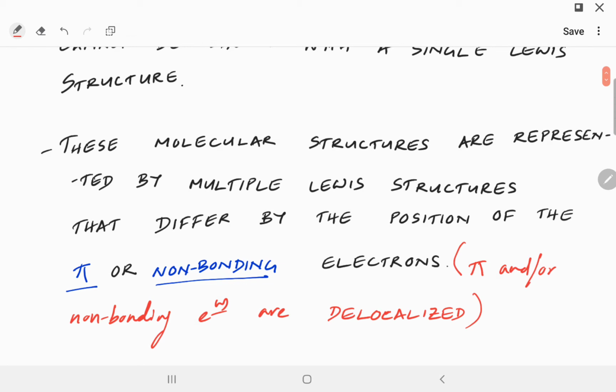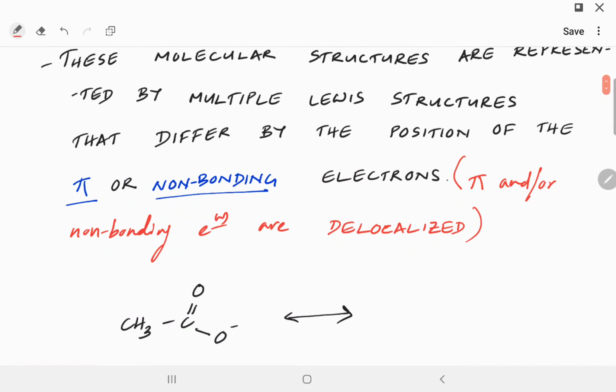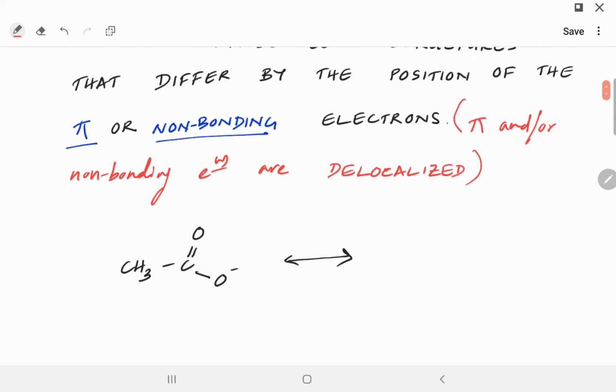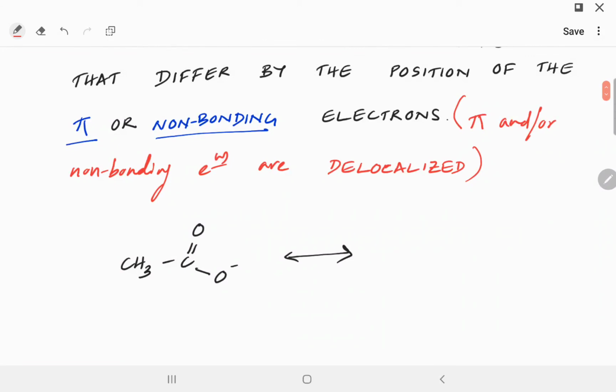And these resonance structures contain delocalized pi or non-bonding electrons. So the resonance structures are basically structures of a single chemical compound that differ by pi or non-bonding electrons. And these pi or non-bonding electrons are usually delocalized in order to obtain different chemical structures or different resonance forms. So in here I have a small example for you.